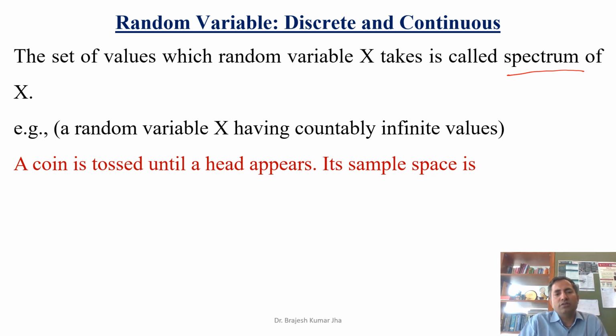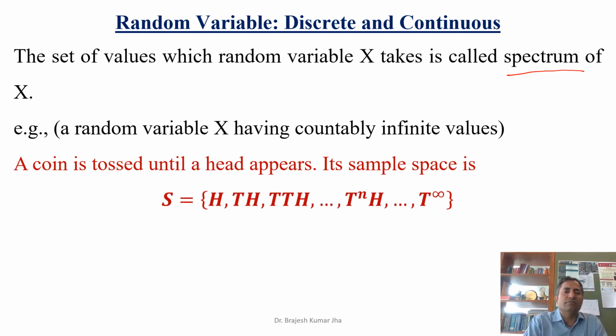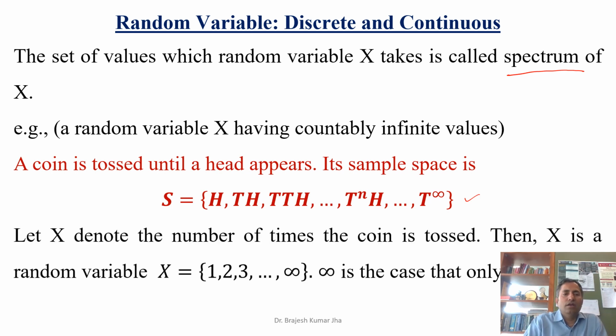So a coin is tossed until a head appears. Its sample space will be what? Until a head appears, it is an infinite series. It may be that the first toss gives a head. If the second toss gives the head, then the first will be a tail, and the sequence goes in such a way. So t tending to infinity may happen. Let x denote the number of times the coin is tossed. Then x is a random variable, as I have defined earlier.